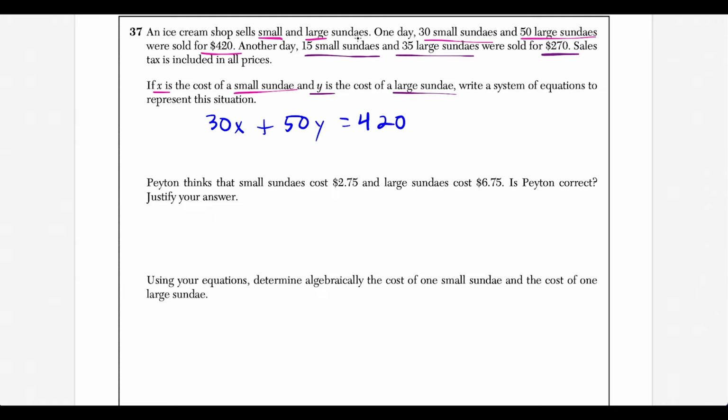Now, our next equation, we have 15 small sundaes. So that's 15x plus, and then 35 larges, that's 35 times y, is equal to 270.